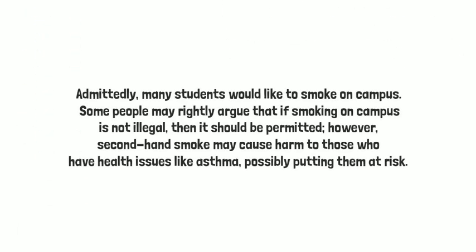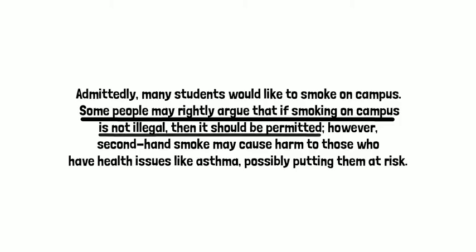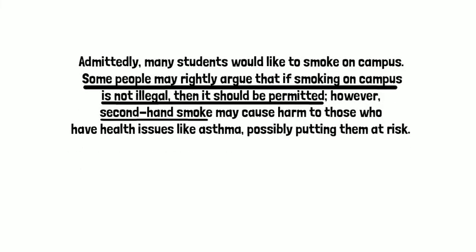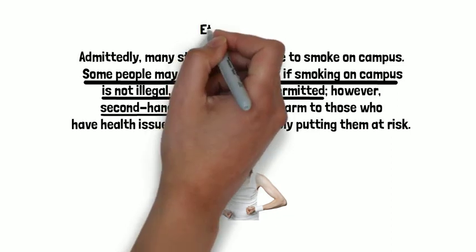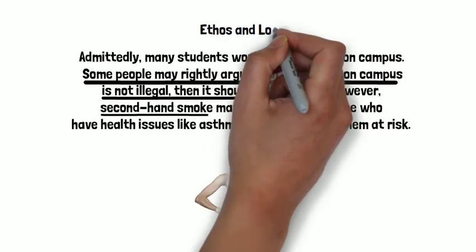In this paragraph, the writer admits that people are being logical when they say that smoking on campus is not illegal and should be permitted. It is a valid argument. However, this argument fails to address the problem of secondhand smoke. For the writer, this is where his opponent's argument weakens. Since the writer is acting both fair and logically, this writer is appealing to both ethos and logos.